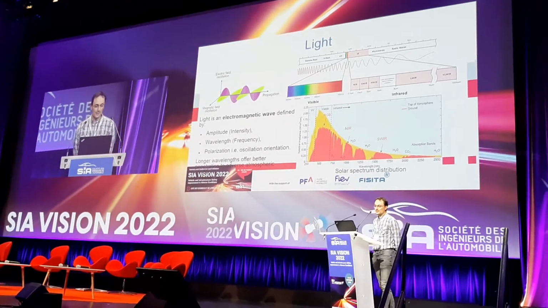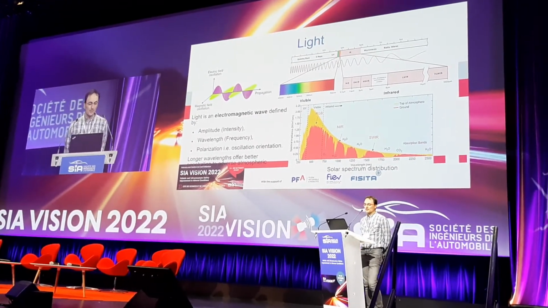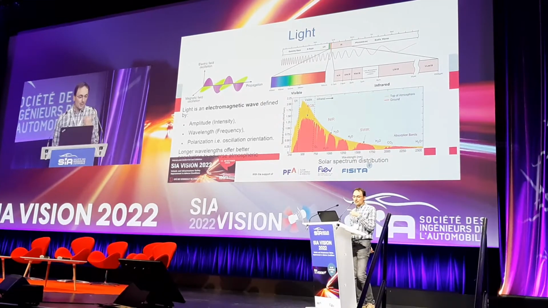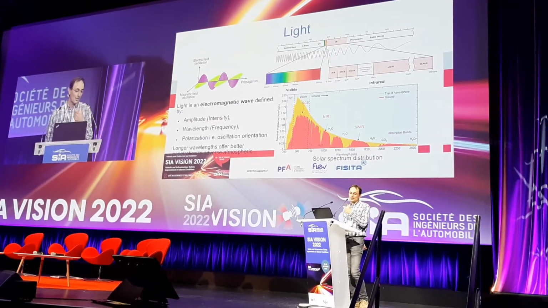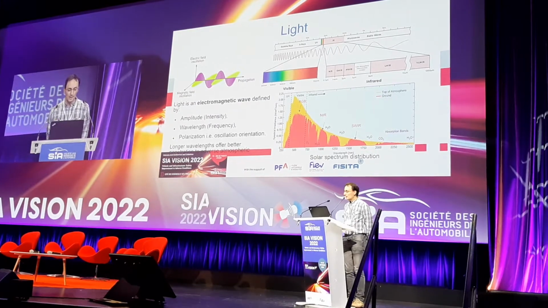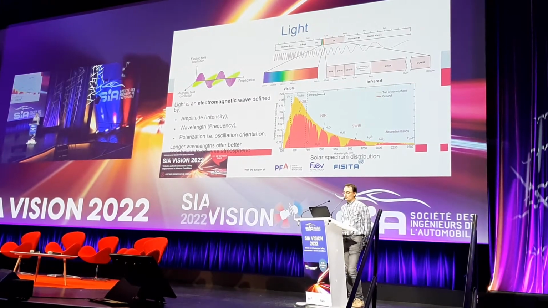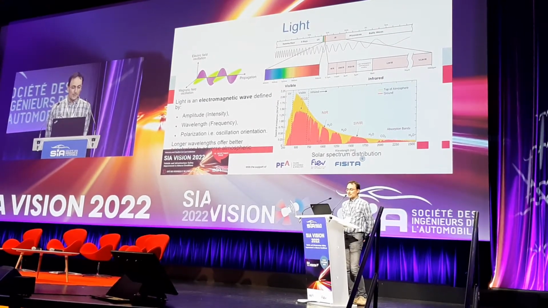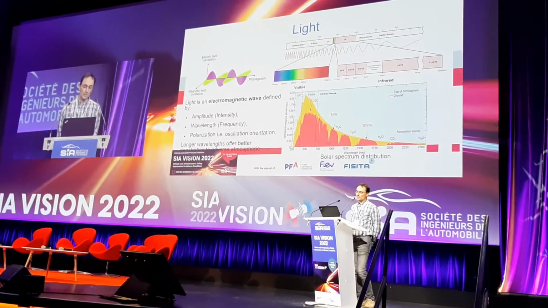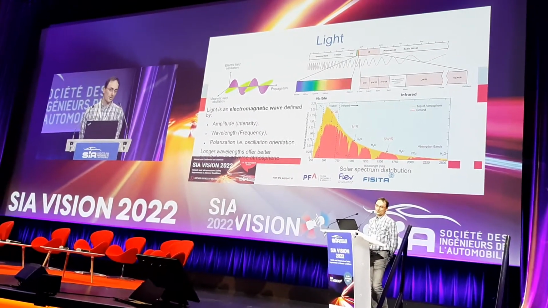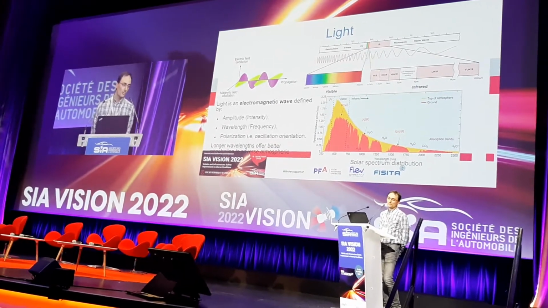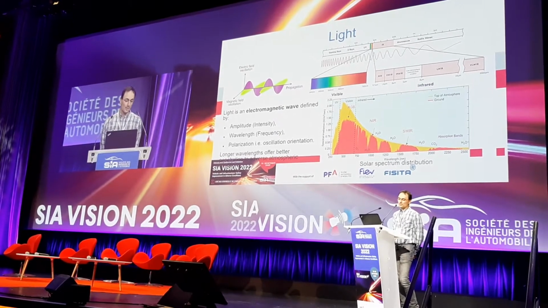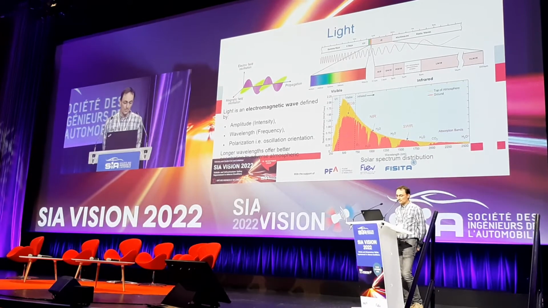So what is light? Light is an electromagnetic wave, so it propagates in a specific way, and it has an electric oscillation associated with a magnetic oscillation. The most used characteristic is the amplitude. In fact, it is what we measure with the sensors. The wavelength will give, for example, the colors, and the sensors will be sensitive to specific wavelengths of the spectrum. And there is another characteristic, the polarization, which is the oscillation angle or orientation.